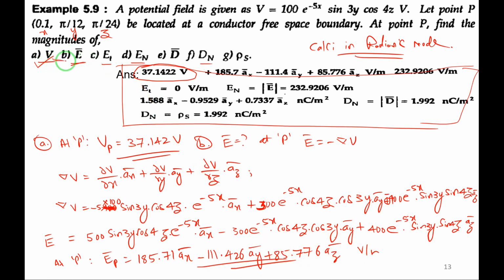Part A is over. Next part B is also over. So part B answer you can check here: 185.7 minus, right, volt per meter. I hope you got it.